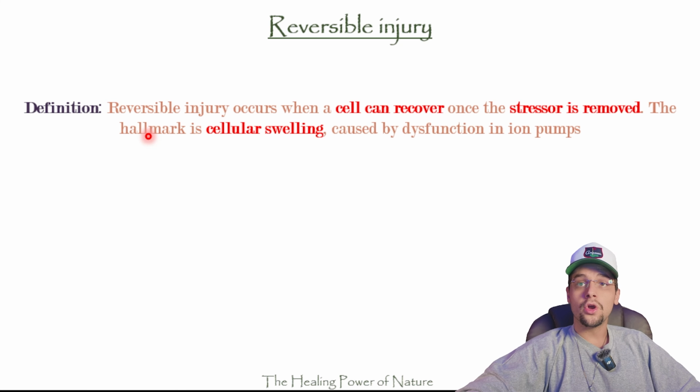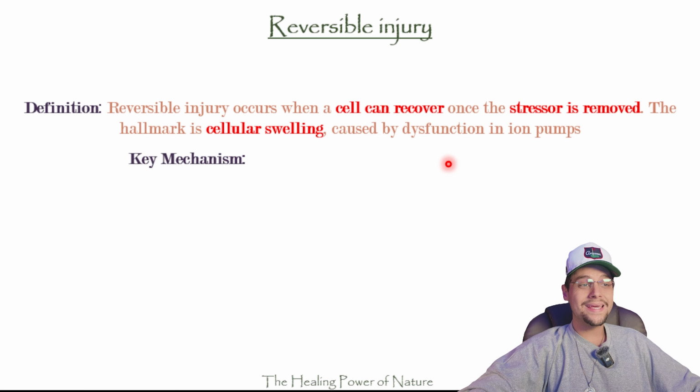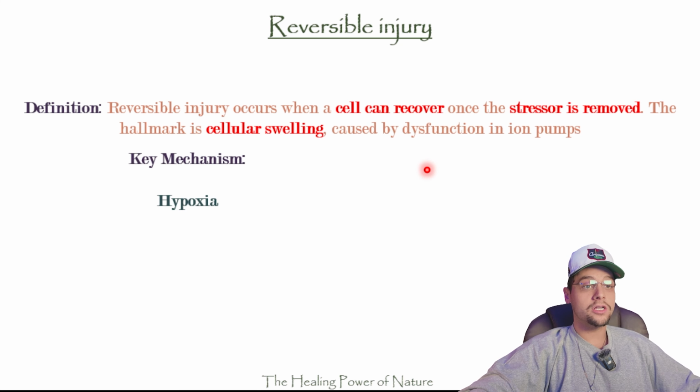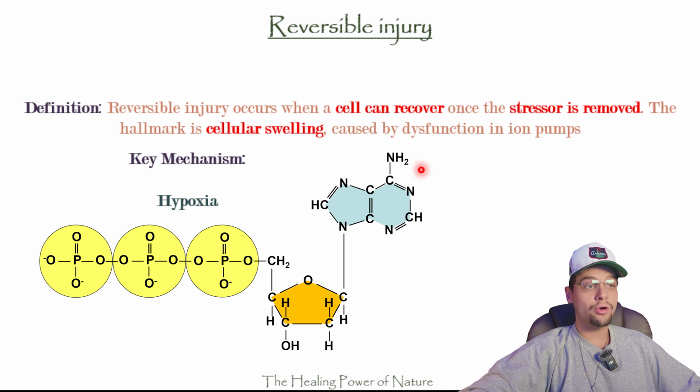The definition: reversible injury occurs when a cell can recover once the stressor is removed. The hallmark is cellular swelling caused by dysfunction of ion pumps. The key mechanisms that you need to understand: hypoxia. So low oxygen disrupts oxidative phosphorylation in mitochondria, leading to decreased ATP production.